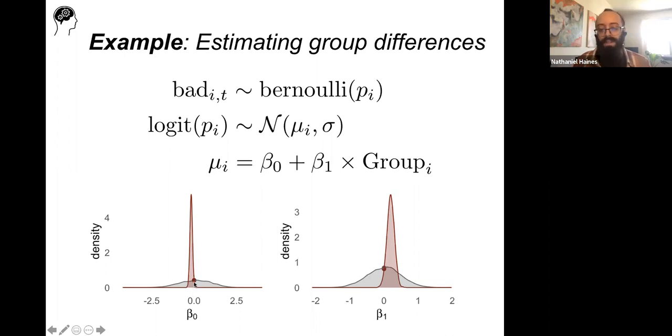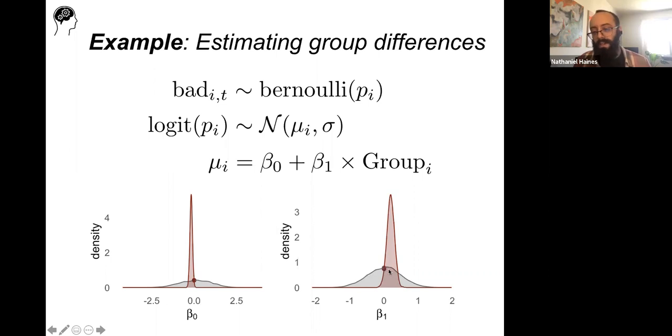So at our null, I showed beta naught here. It's not really of interest. What's really interesting is this group difference parameter. Our null hypothesis might be that the group difference is equal to 0, and our alternative would be that it's not equal to 0. And then the ratio of the posterior density to the prior density gives us that Bayes factor.